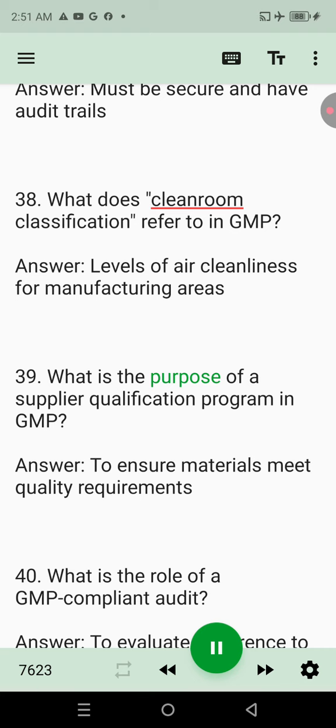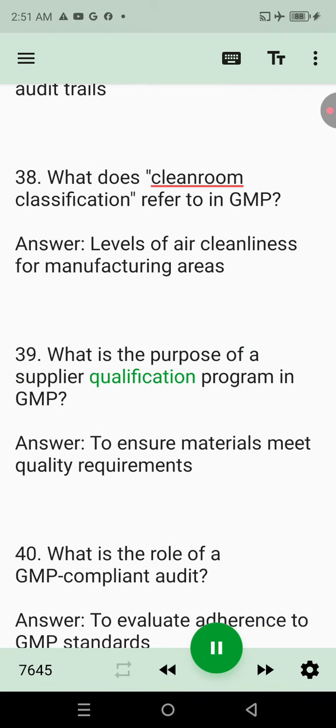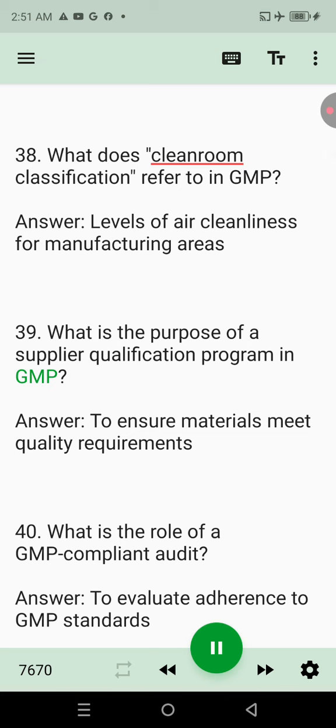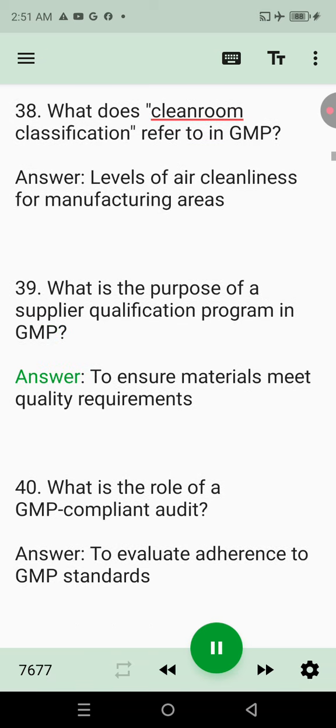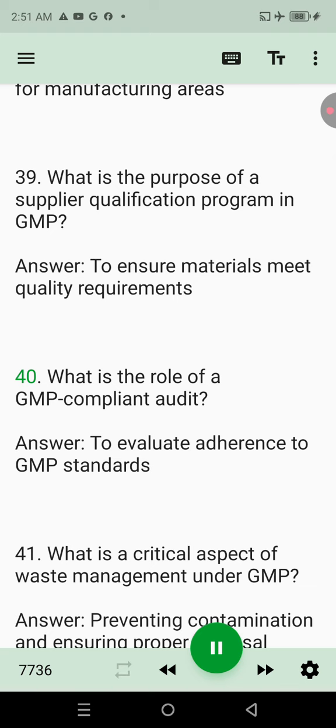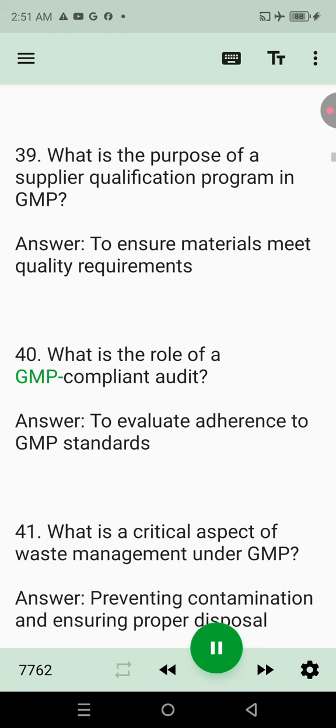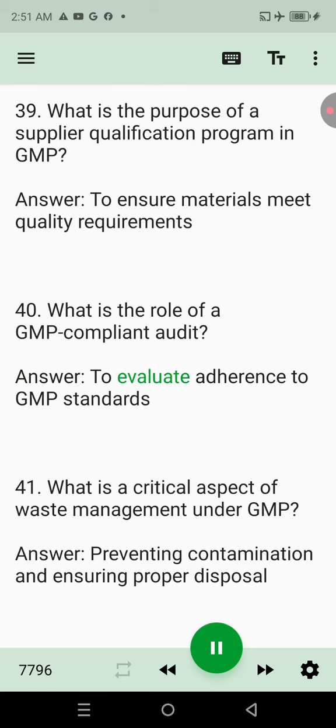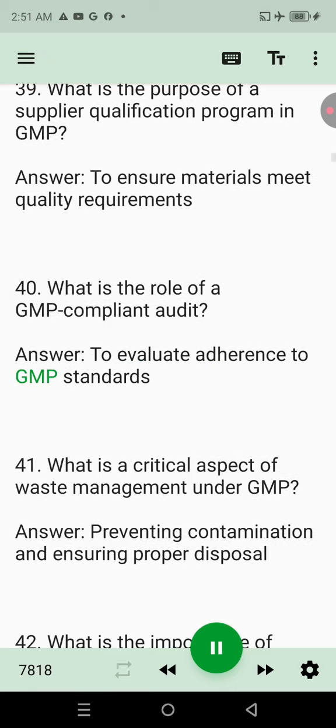39. What is the purpose of a supplier qualification program in GMP? Answer: To ensure materials meet quality requirements. 40. What is the role of a GMP-compliant audit? Answer: To evaluate adherence to GMP standards.